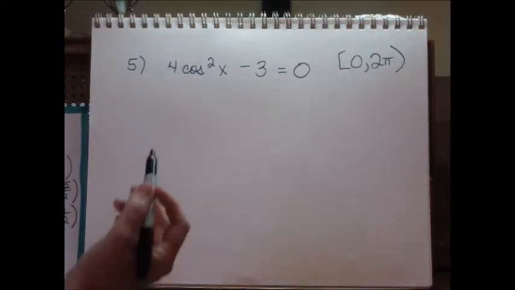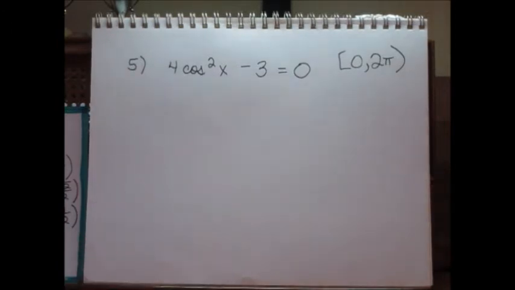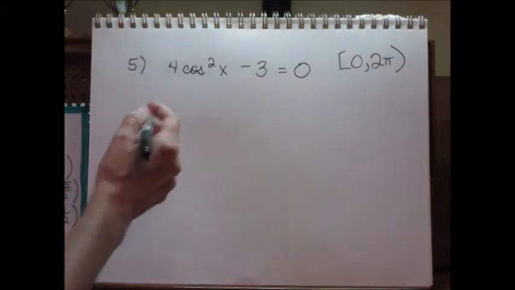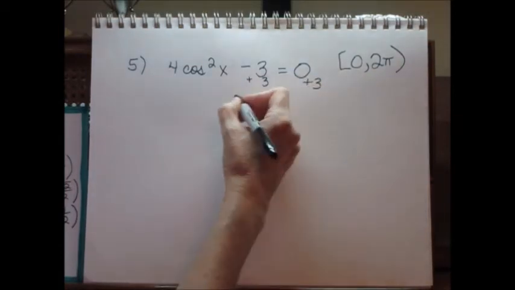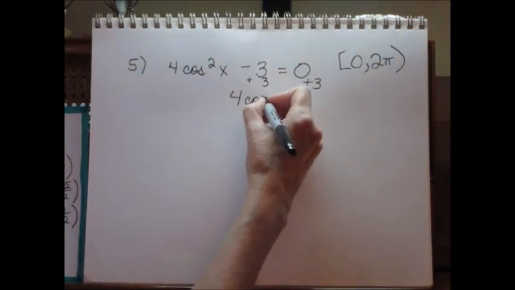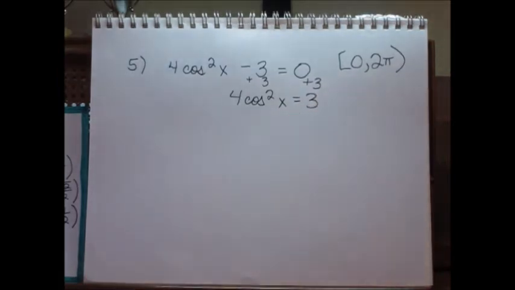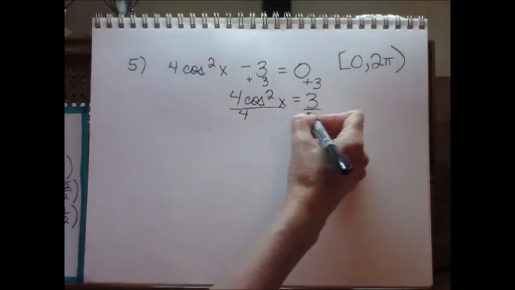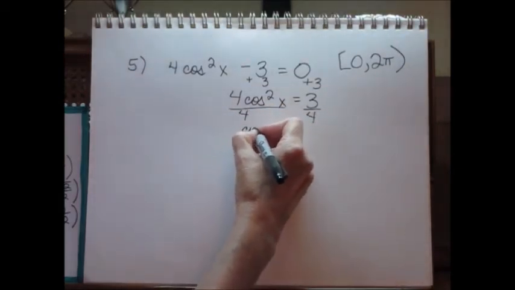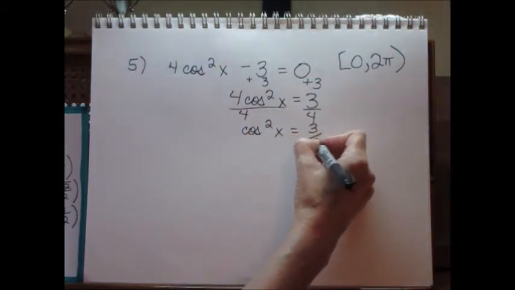First I want to get cosine squared of x by itself, and then take the square root of both sides to solve our equation. Step 1, add 3 to both sides, which gives me 4 times cosine squared of x equals 3. Then divide both sides by 4, and we're left with cosine squared of x equals 3/4.